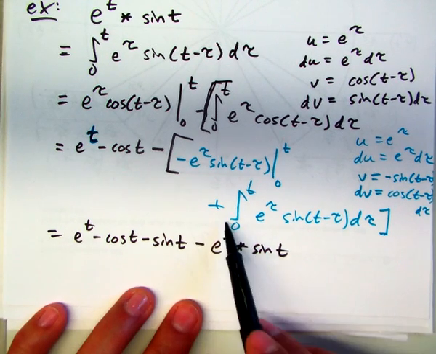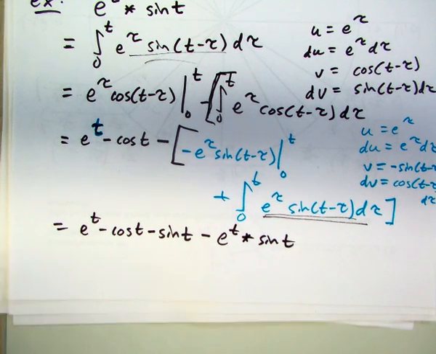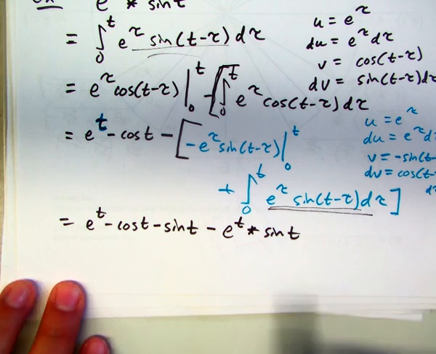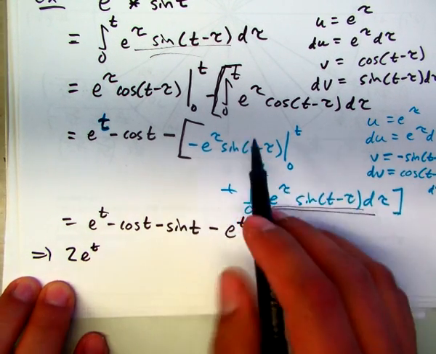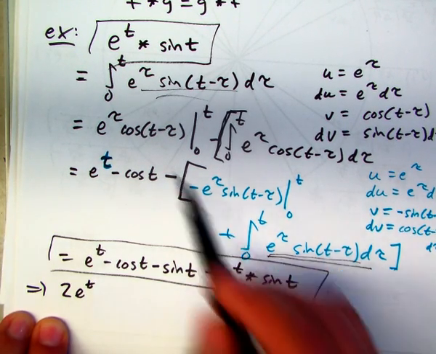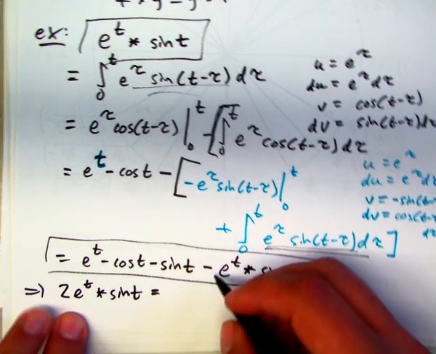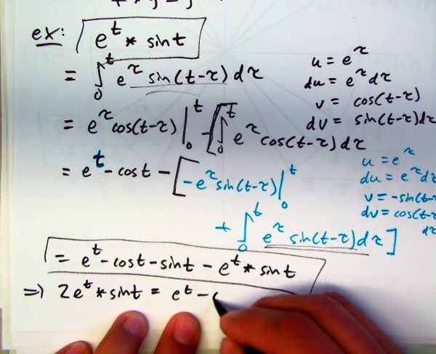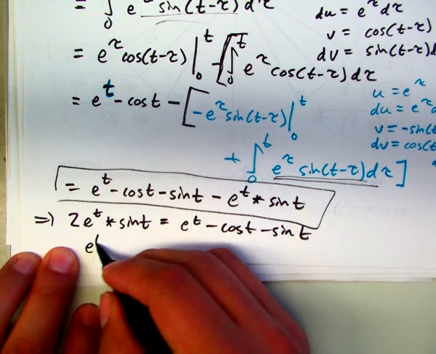So this portion here, that's the same thing we started with. So we can do the same technique we did whenever you do integration by parts twice. You factor out what it is that you're solving for. So here's what we have. We have 2e to the t after you move this over. So if I set this equal to this, you add this to the left, you get 2e to the t convoluted with sine t, and then that equals e to the t minus cosine t minus sine t. And then just divide by 2, and there's your convolution of e to the t and sine t.